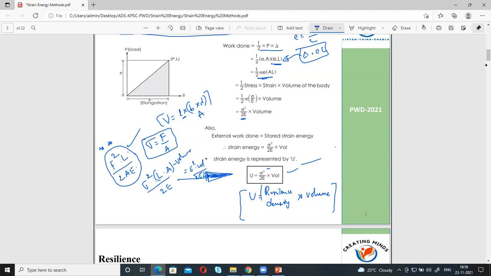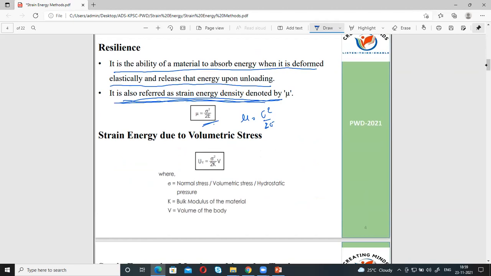Yes, any doubts? So that is resilience density. It is the ability of a material to absorb energy when it is deformed elastically. So which means, where does this elastic limit come for you? Only up to the linear portion. This is the resilience for you. Only this much is resilience.